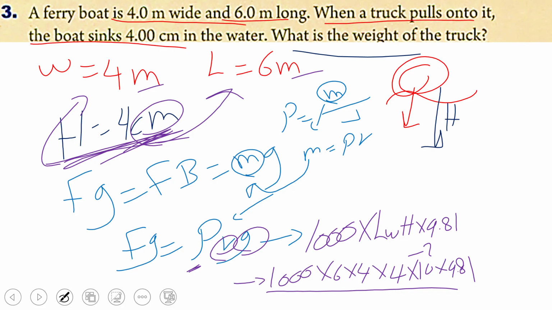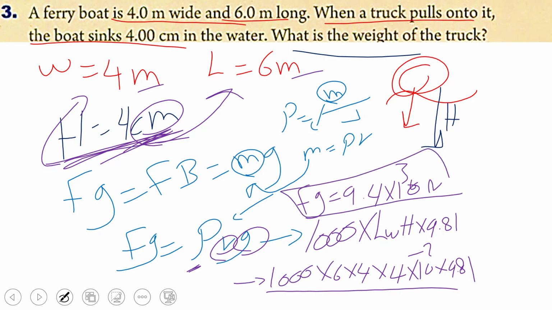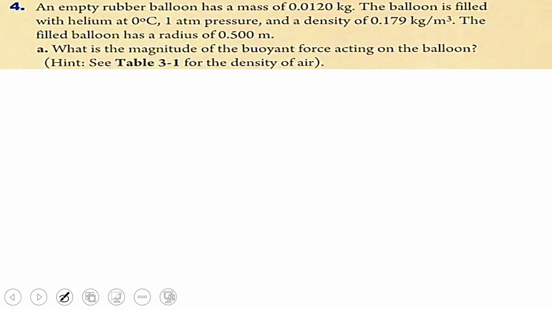We use the calculator. So the answer has become 9.4. The last answer, Fg, is 9.4 times 10 power 3 Newton. Last question, but actually it's two parts.